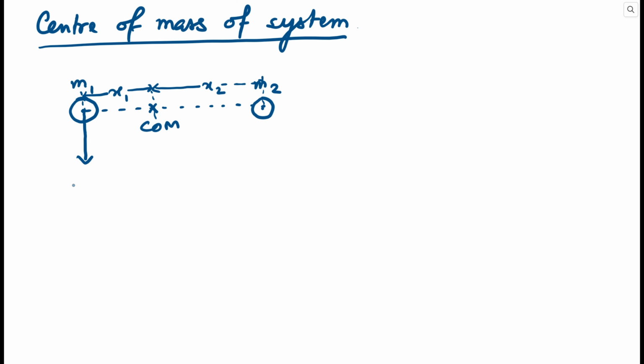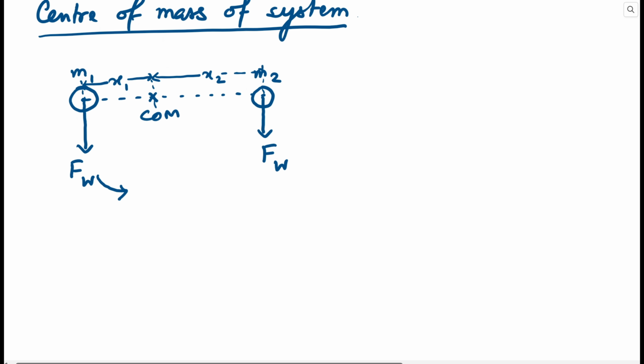There will be a weight force acting on the mass m1, and also a weight force acting on the mass m2. If I want to balance this entire thing, the weight forces will try to turn the entire system around the center of mass. This weight force here will try to turn the system in the anti-clockwise direction, and this one will try to turn the system in the clockwise direction.